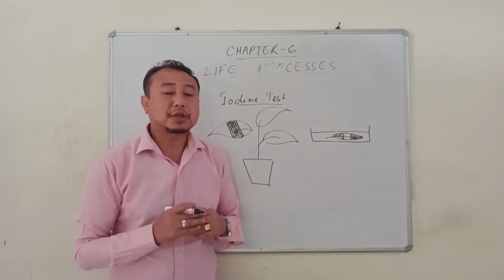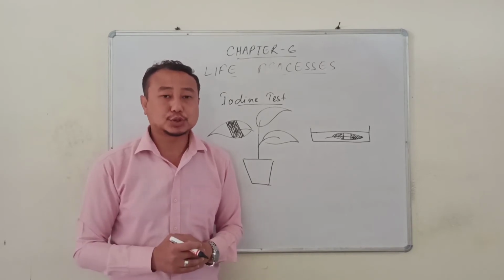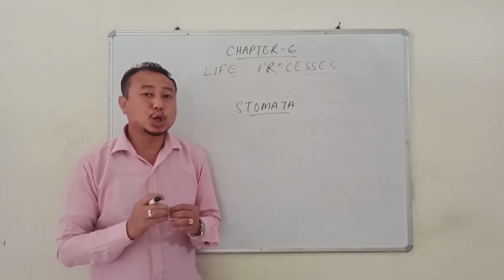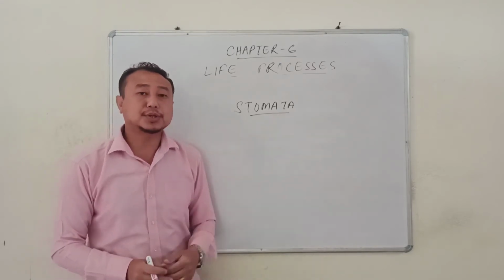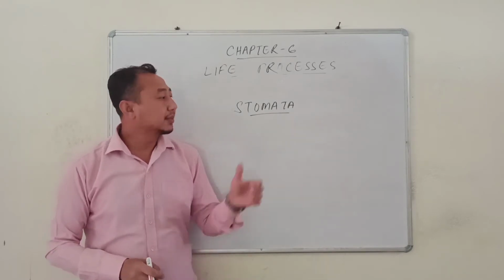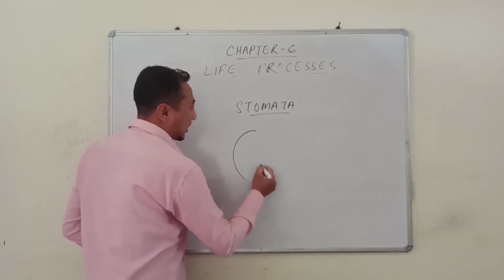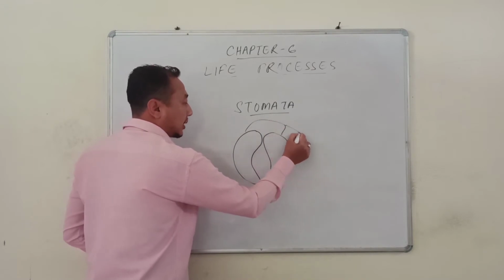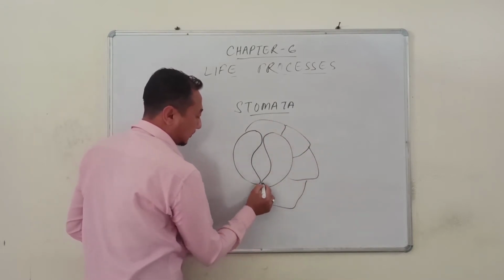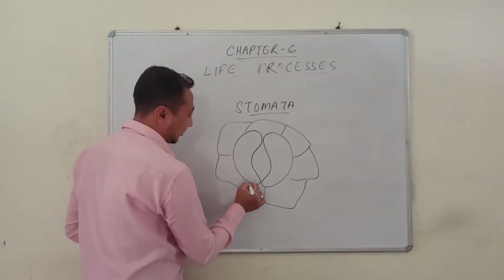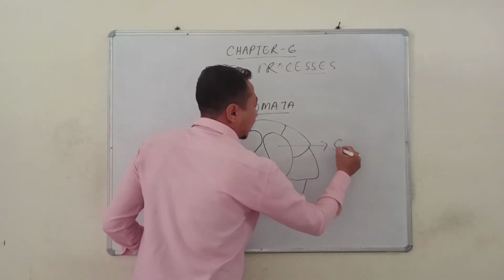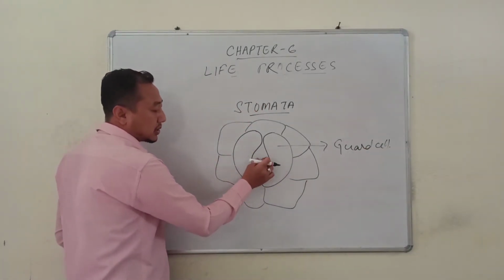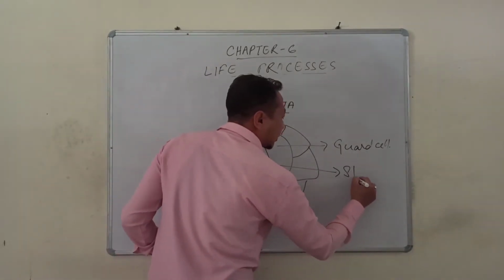Now let us see how the plant obtains carbon dioxide from the atmosphere. The carbon dioxide from the atmosphere is obtained by the plant through small openings called stomata, which are present on the surface of the leaf. The stomata contain two bean-shaped cell structures which are known as guard cells. Around them there are epidermal cells. These are the guard cells. In between these two guard cells there is an opening which we call the stomatal opening.